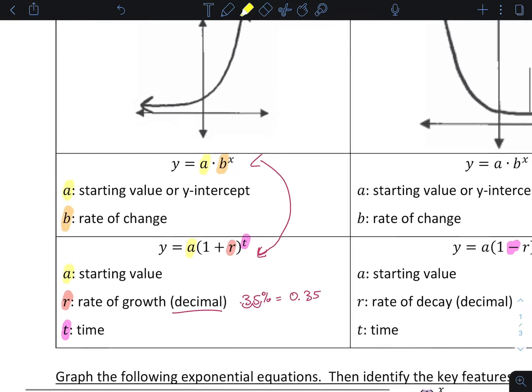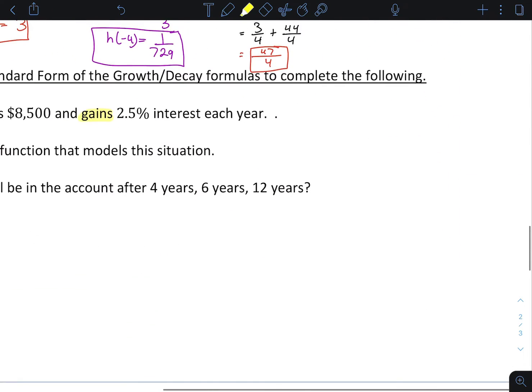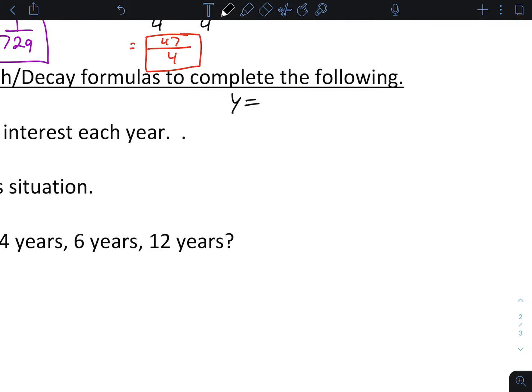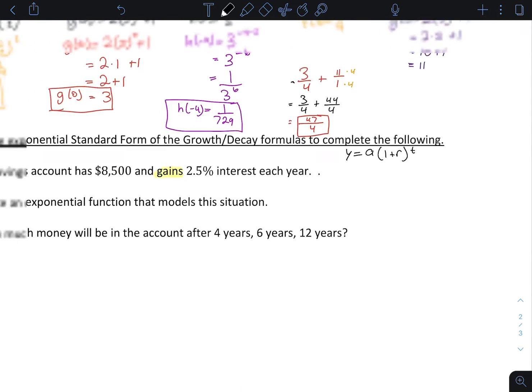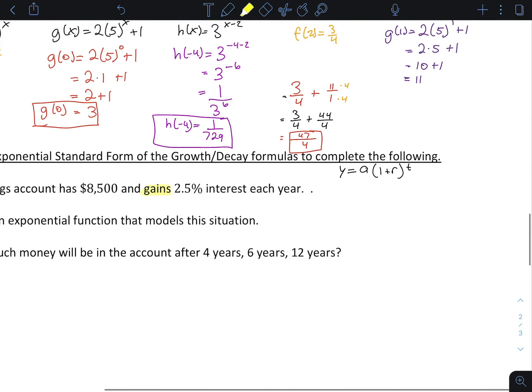So if you forgot, our growth equation is these two things. I'm going to go ahead and use the bottom one. So that equation was, let's write it here, y equals a times 1 plus r to the t power. What that means is I have a starting value, which is a, I have a rate, which is r, and I have a time, which is t.